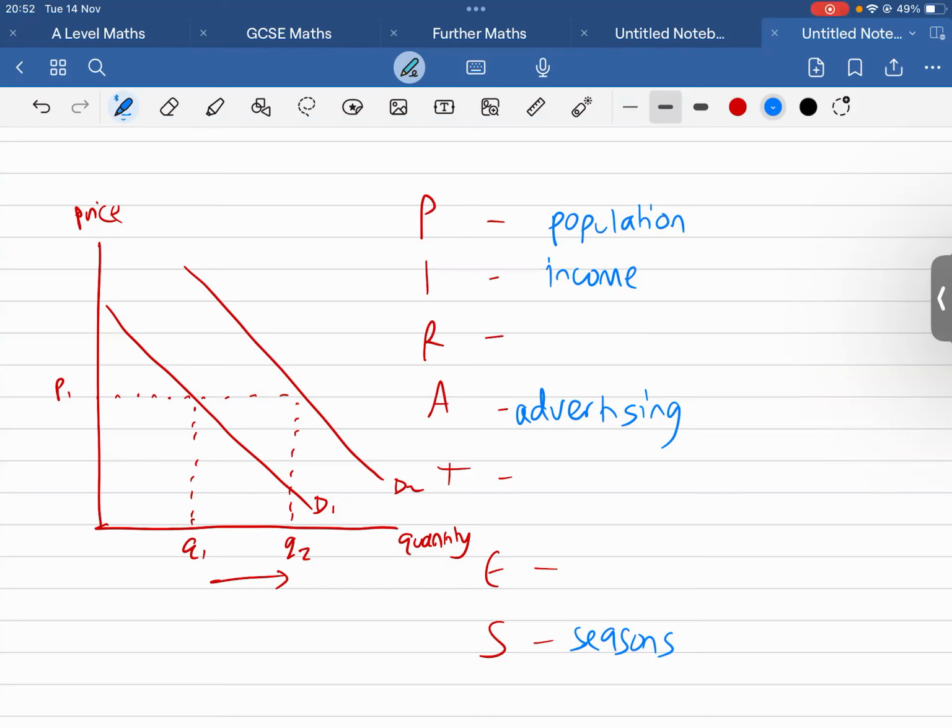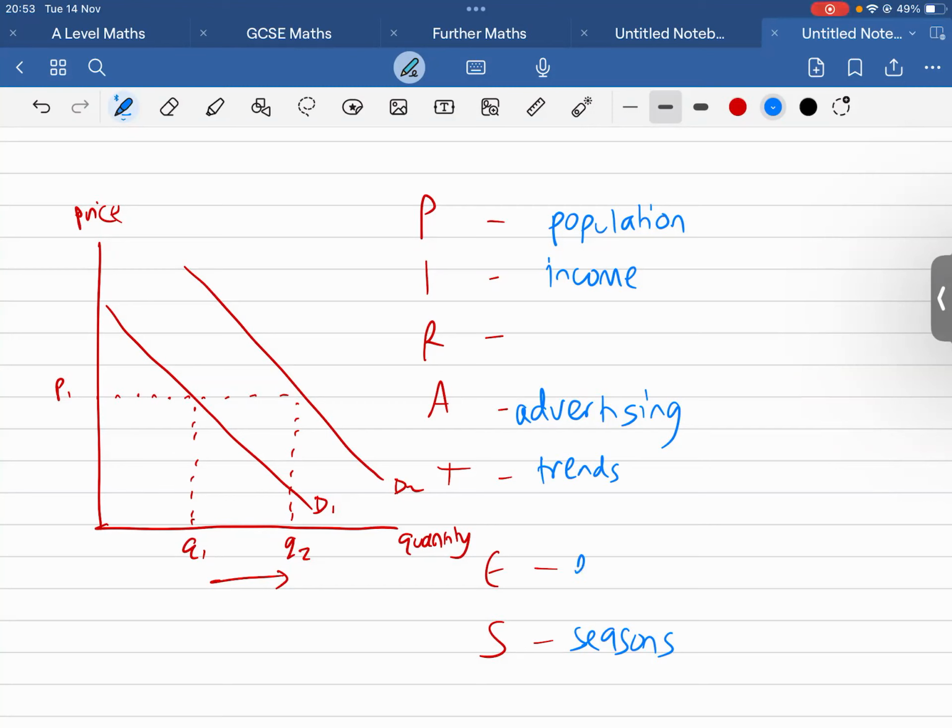If the advertising is better for a box of chocolates, more people will be willing and able to buy that box of chocolates. Seasons, ice cream. If ice cream is £1 in the winter and in the summer, more people will be willing and able to buy ice cream in the summer because it's in season. The T is trends or tastes and fashions. So if something's in fashion, then people will buy it. If something's out of fashion, then demand will go down, at the same price.